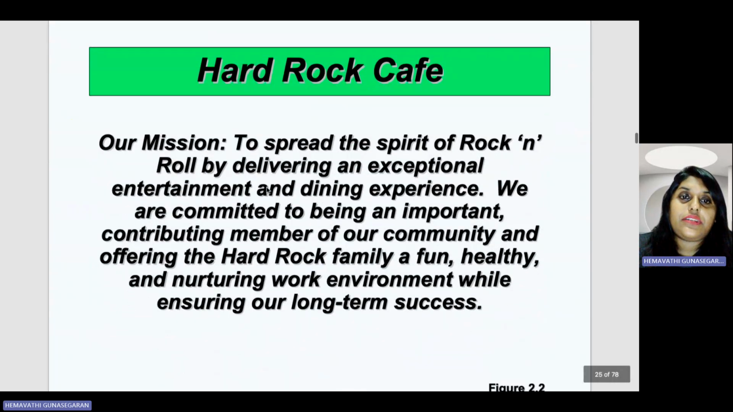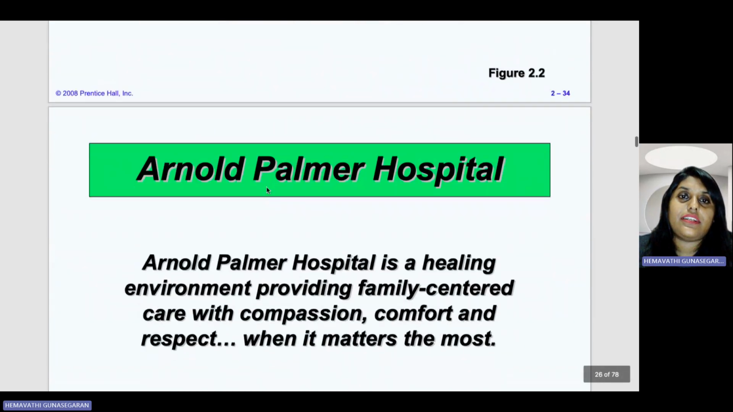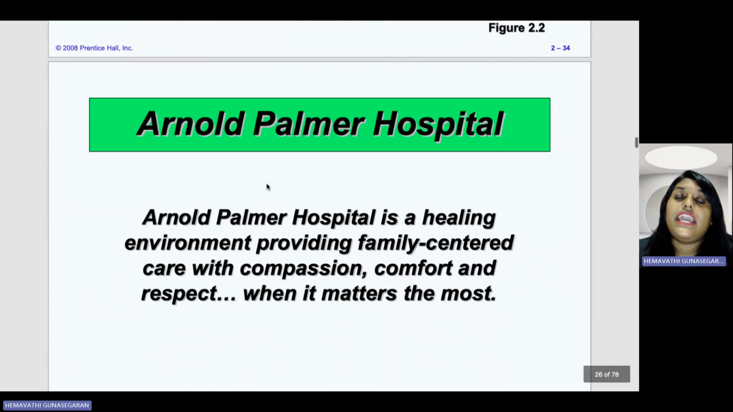And then we have Hard Rock Cafe, their mission statement, Arnold Palmer Hospital. Even small businesses, large businesses, all businesses should always have a mission statement. The mission statement is the one that is going to drive you to achieve the main point of establishing the company or establishing the business in the first place.